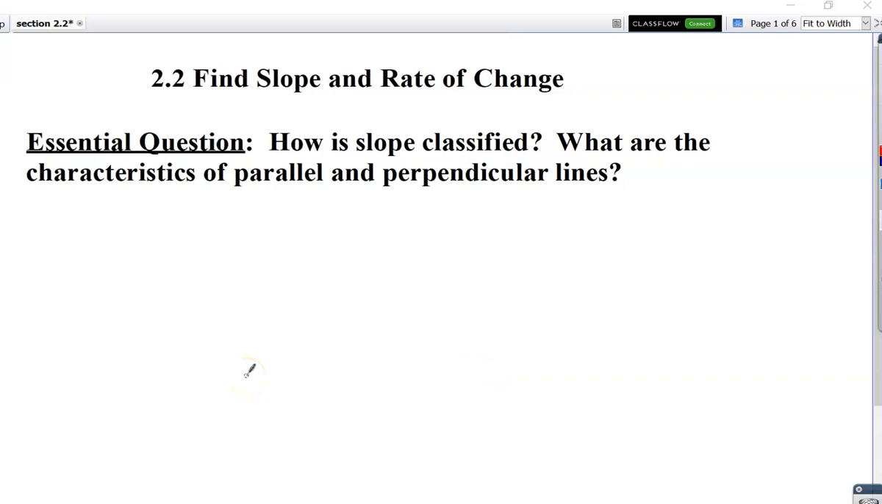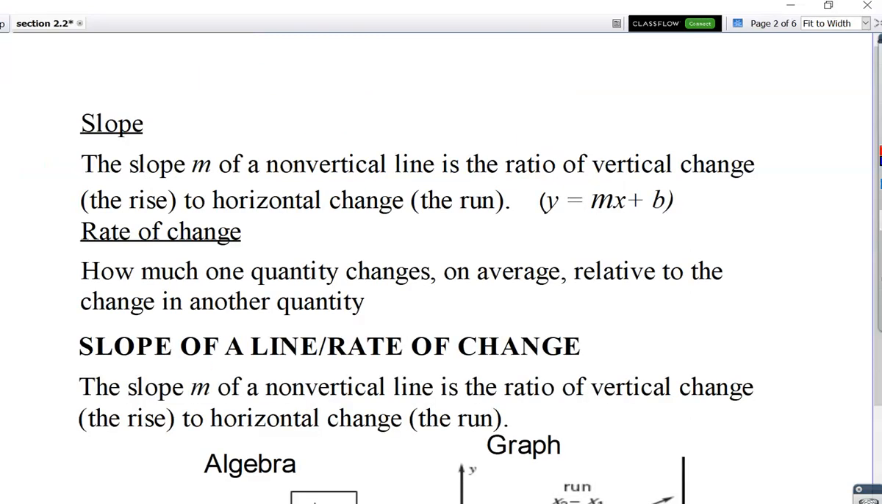Hello, today we're going to talk about slope and rate of change. So our essential question: how is slope classified and what are the characteristics of parallel and perpendicular lines? So let's start off with some definitions.